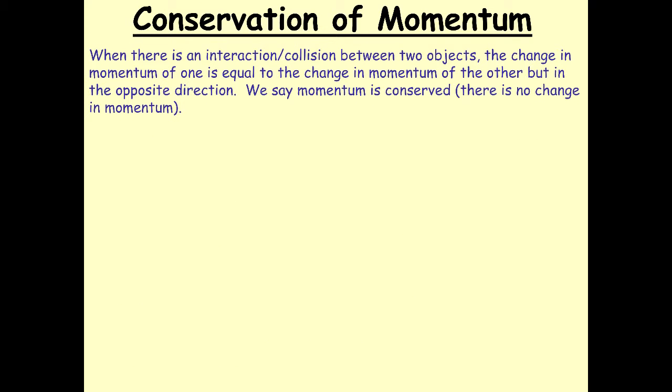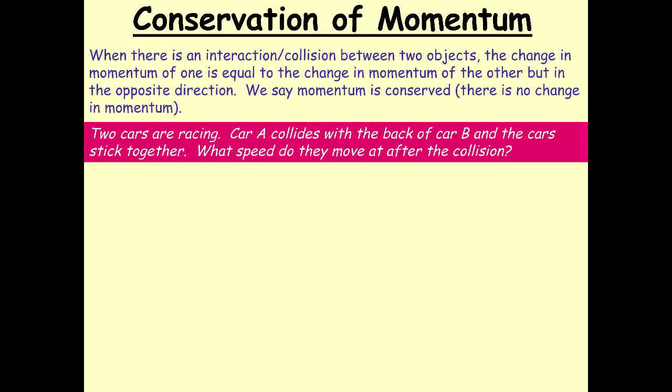Okay, so let's talk now lastly about the conservation of momentum. When there is an interaction or collision between two objects, the change in momentum of one is equal to the change in momentum of the other, but in the opposite direction. We say momentum is conserved. There's no overall change in momentum.